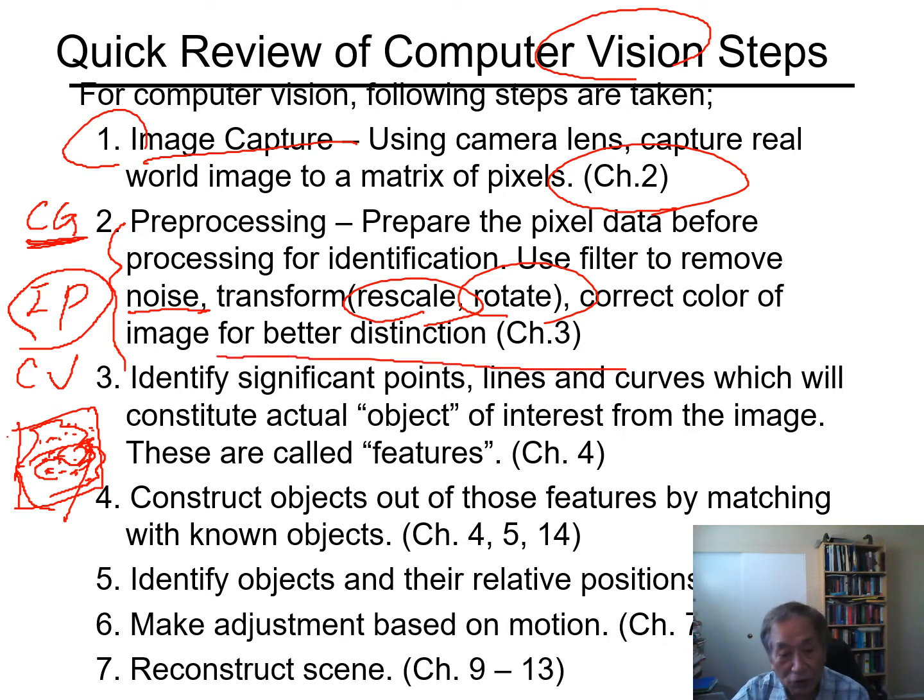Then in chapter 4, we have been talking about edge detection and constructing lines or curves from the points, and discovering or detecting the features, which is what we are doing now. That is the next step, the second stage of computer vision. Computer vision, we said, is the process of understanding the image.